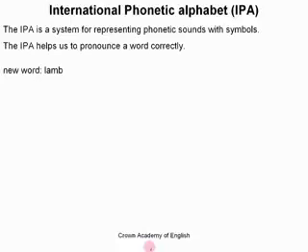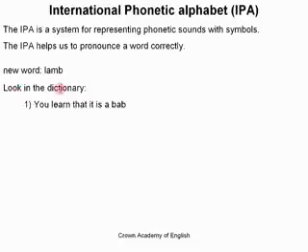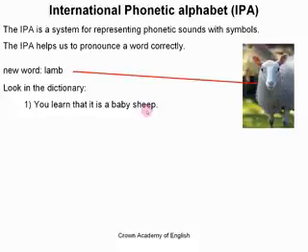For example, we see a new word in a book, and we do not know what it means, and we do not know how to pronounce it. So the first thing we do is we look in the dictionary. And first of all, we look at the definition and we learn that it is a baby sheep. So this word here is a baby sheep. Okay?